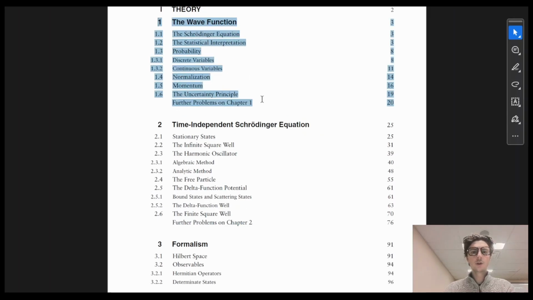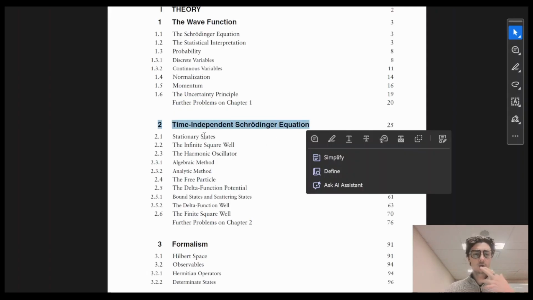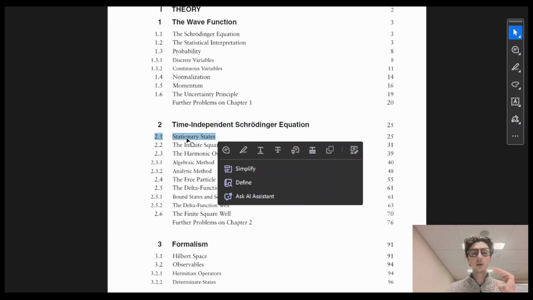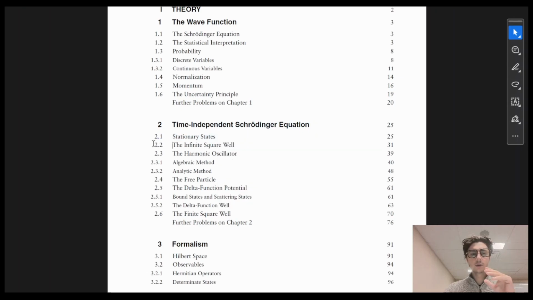In the previous video we read this whole chapter. I think now, since we're on a pretty heavy chapter, this second chapter is very dense. We're going to go one section at a time per video. So today we're going to read about stationary states, try to do it as fast as possible.